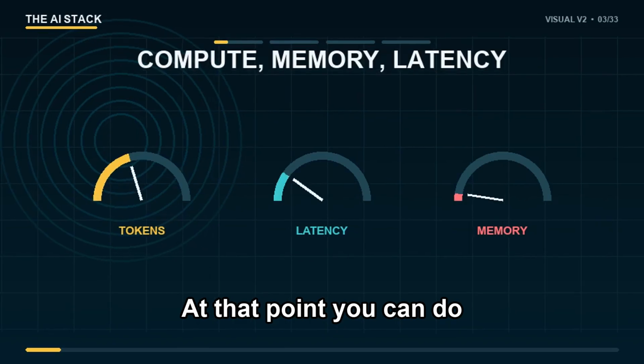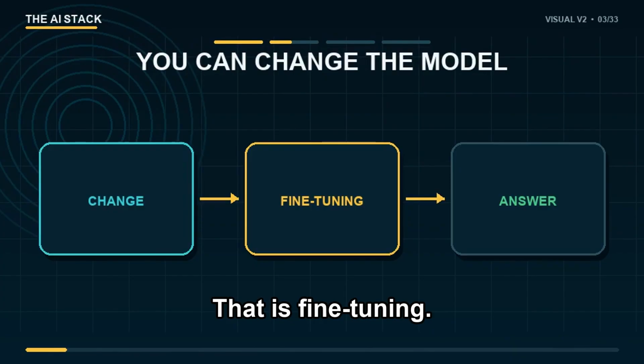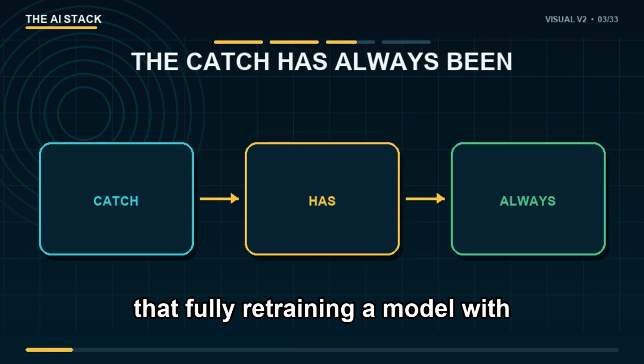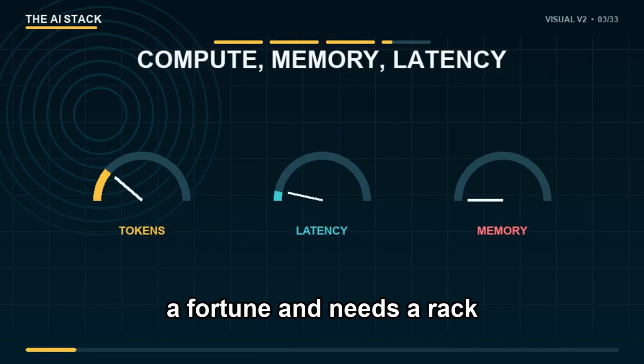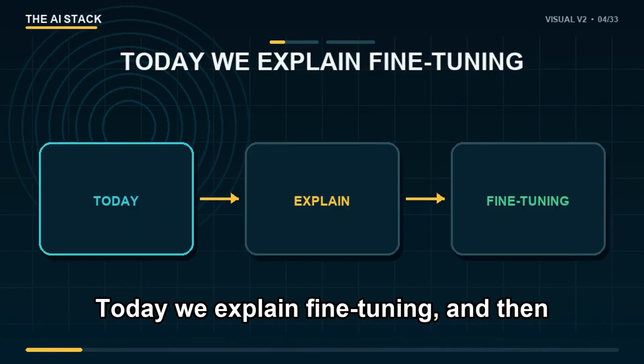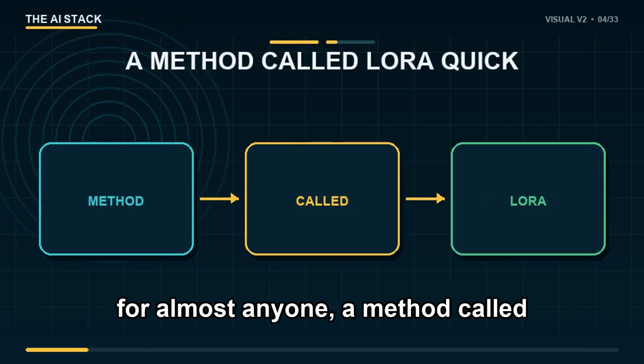At that point, you can do something more fundamental. You can change the model itself. That is fine-tuning. And the catch has always been that fully retraining a model with tens of billions of parameters costs a fortune and needs a rack of expensive hardware. Today we explain fine-tuning and then the breakthrough that made it affordable for almost anyone, a method called LoRA.